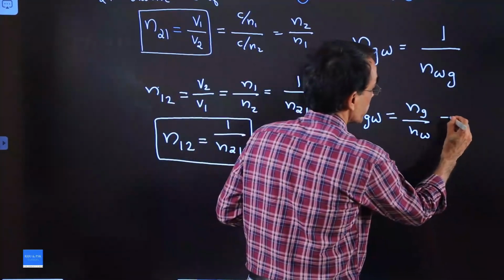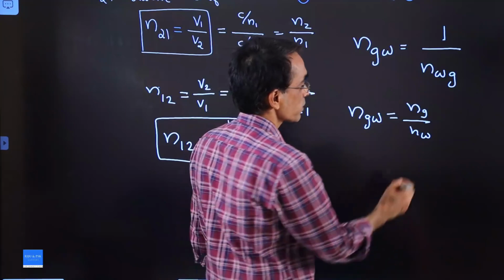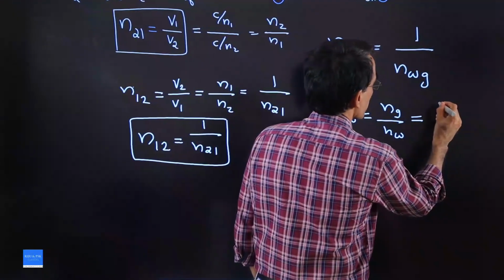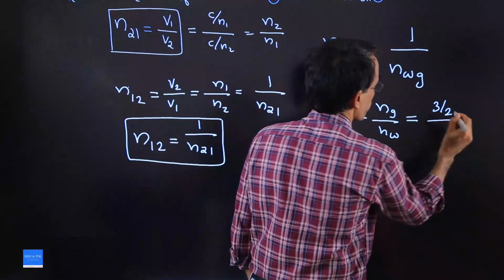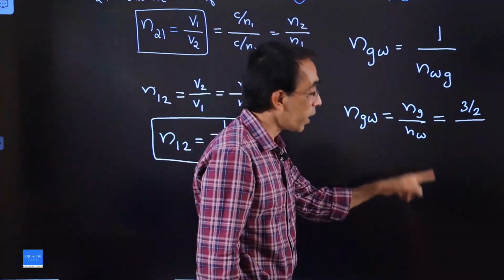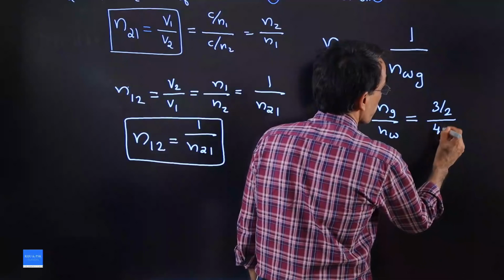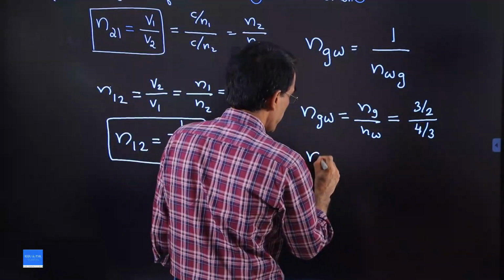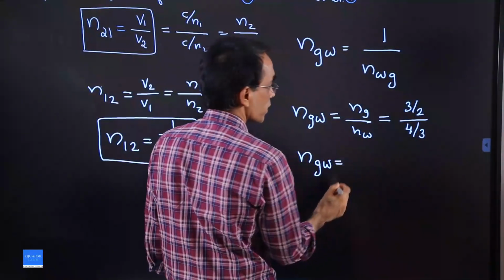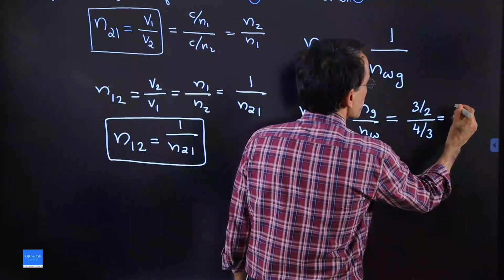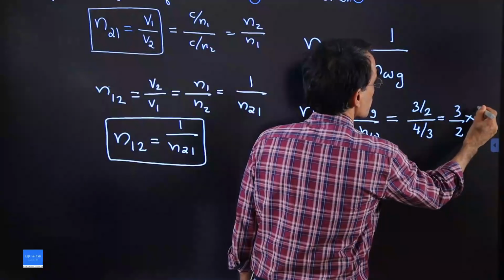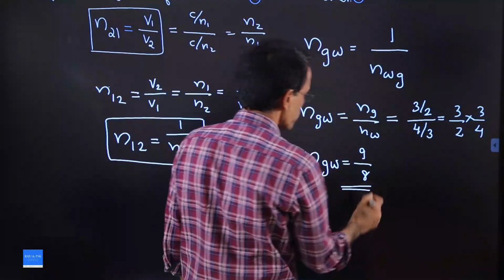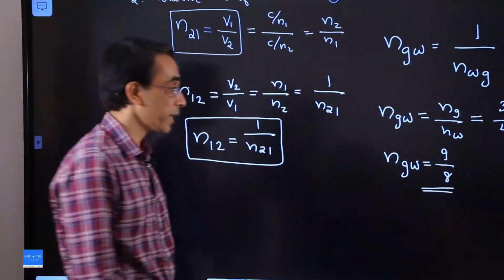It is seen that for most of the glasses, the refractive index is 3 by 2, that is 1.5, and for water it is approximately 4 by 3. So N glass with respect to water is 3 by 2 into 3 by 4, which gives you 9 by 8. Refractive index of glass with respect to water is 9 by 8.